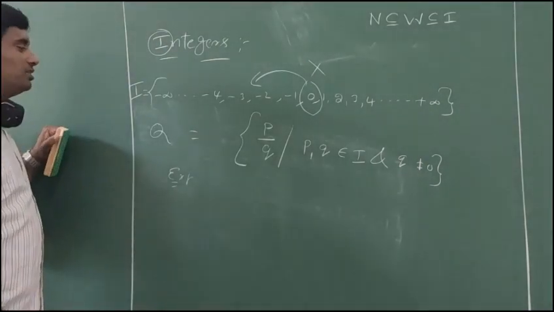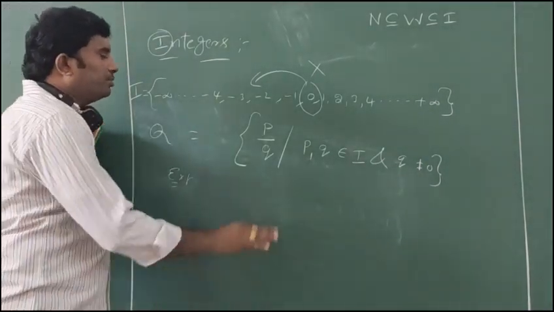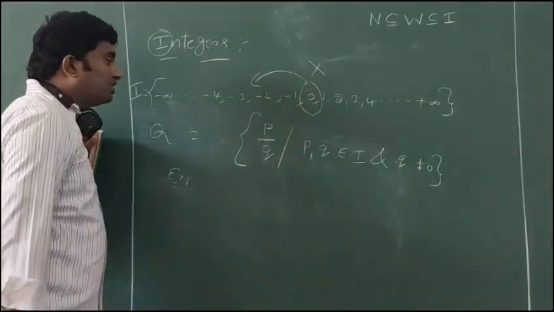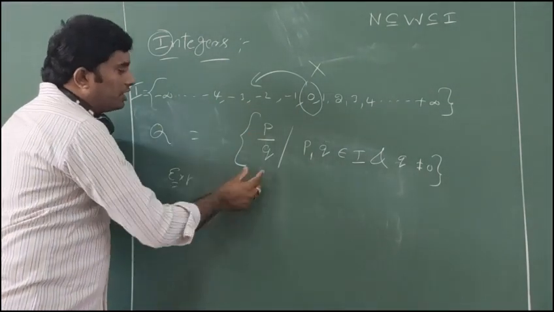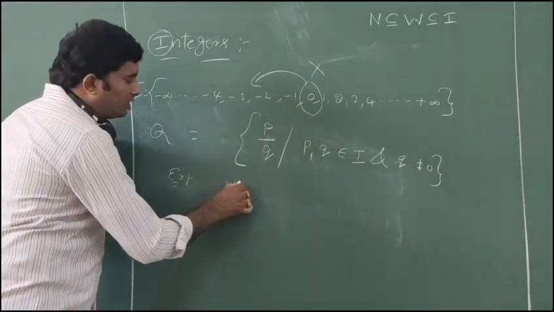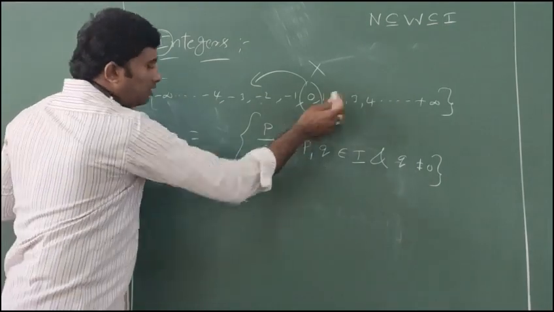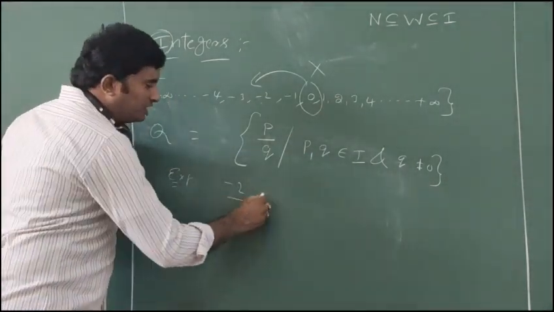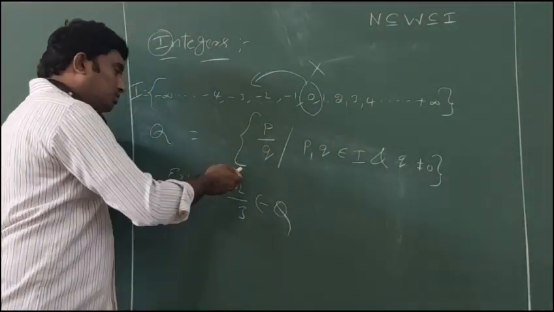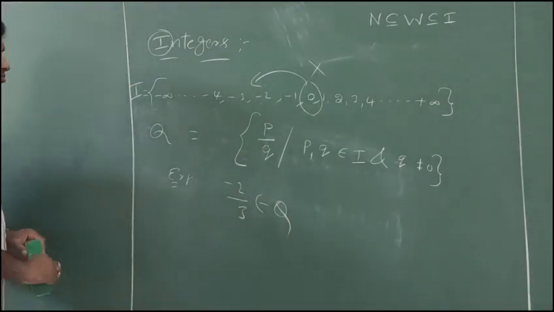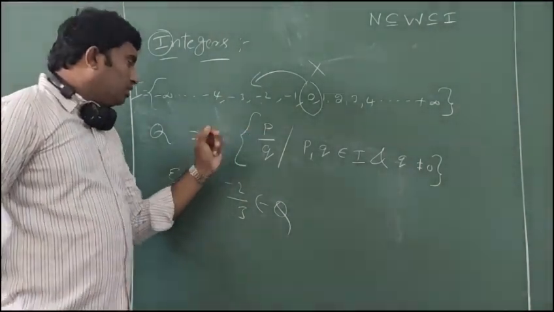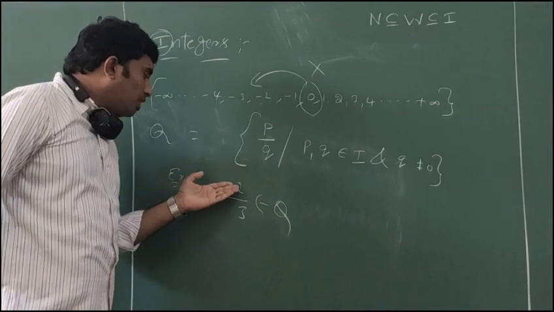Let's use some examples for rational numbers. It's very simple. We know about the integer set, right? Take one integer, write it over another integer. That's it. For example, -2 by 3. Yes, it belongs to Q. This number exists in the rational number set because it is of the form P by Q.